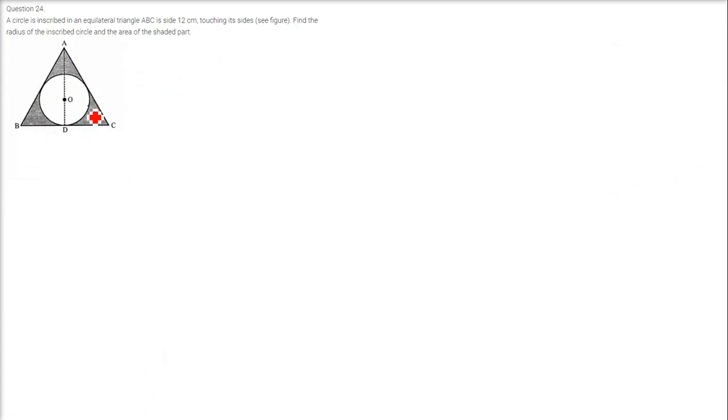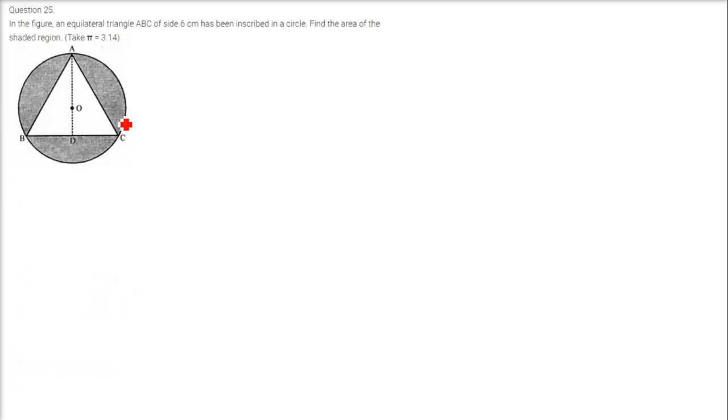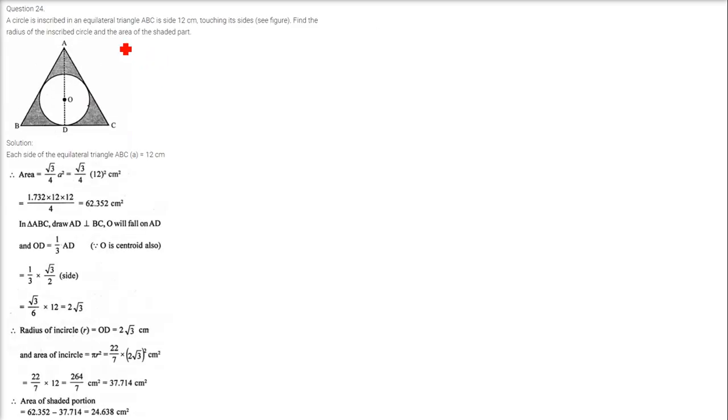A circle is inscribed in an equilateral triangle ABC of side 12 centimeter, touching its sides. Find the radius of the inscribed circle and the area of the shaded part. So here we have to do what? First of all, we have to find out the area of the equilateral triangle, and then we have to subtract the area of the circle.